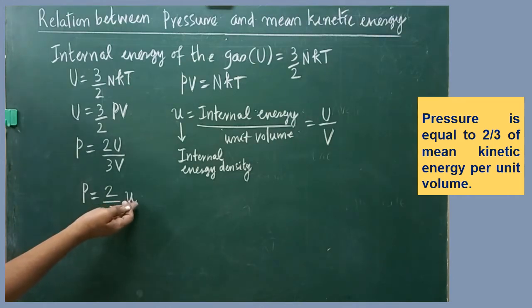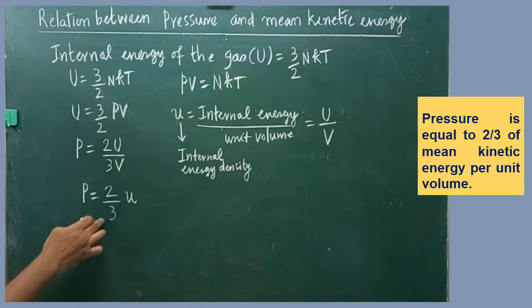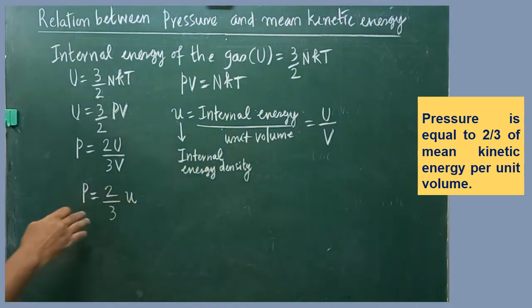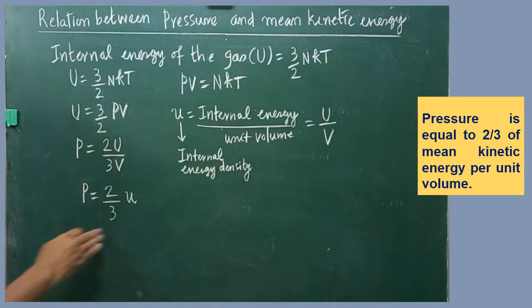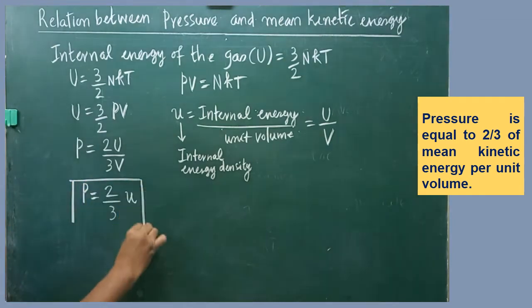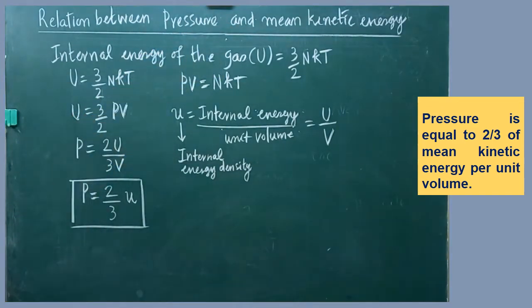That is internal energy per unit volume. How can pressure be defined? Pressure of the gas is two-third of the internal energy per unit volume. So in that format, pressure can be measured. This is one of the formulae from which pressure can be measured. Understood? Very important formula. Now you simply block this. But in the next expression, we are going to measure the pressure in terms of mean kinetic energy. Understood?